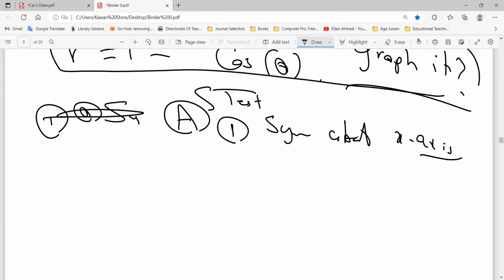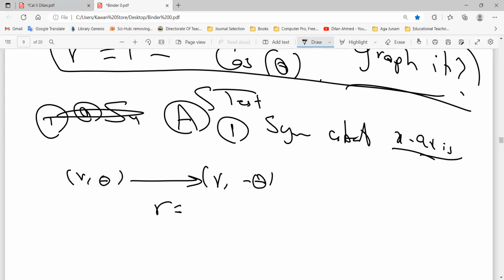I'm going to test about the x-axis. For the x-axis we have what? (r, theta) changed to what? For the x-axis, (r, minus theta). Am I right? For the x-axis, (r, theta) should become (r, minus theta). Do you have any problem with that one? Okay. So what do you mean by that?